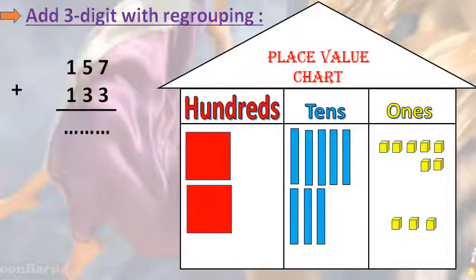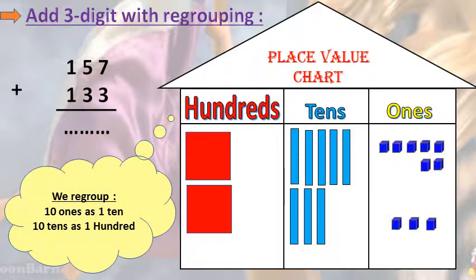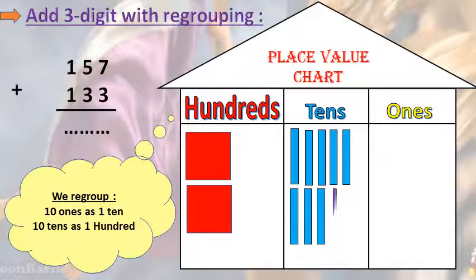Let's count starting from the ones. I have 7 plus 3 equals to what? Yes, it's going to be equal to 10. So I'm going to put the 10 in the ones room? No, I'm going to regroup these 10 ones into 110, like this.